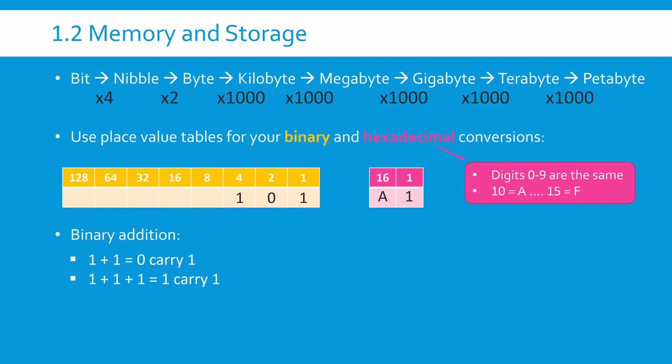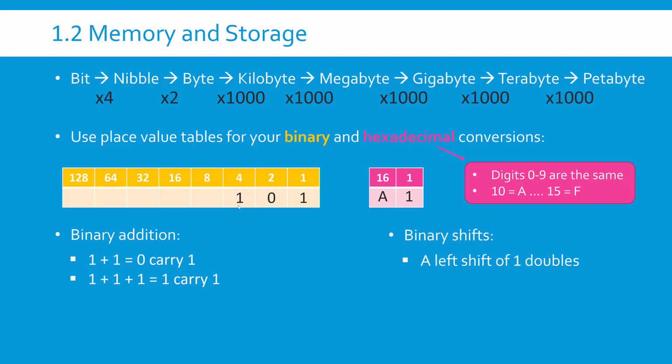And 1 plus 1 plus 1, so 3 ones in a column, you'd write down a 1 underneath and carry a 1 to the next column on the left. Binary shifts are just adding or removing digits. A left shift will double the number. So if I did a left shift to 101, it would just become 1010. So I'd stick a 0 on the right hand side.